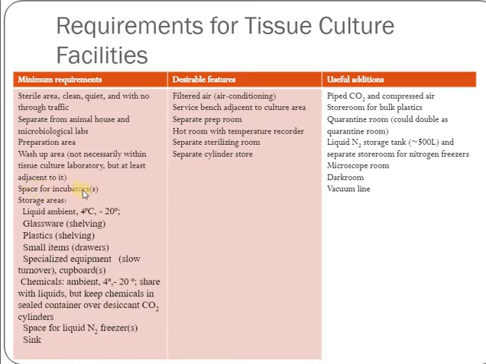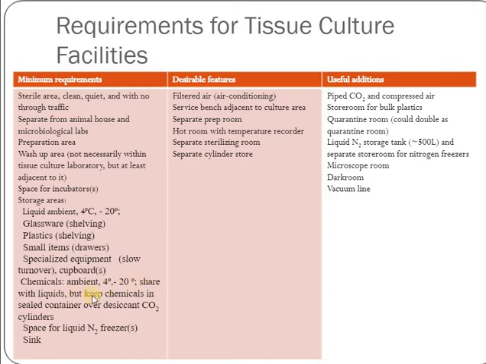Space for incubators should be there, with storage areas for keeping liquids at 4 degrees and minus 20 degrees, and shelving at room temperature. Glassware, plastics, and small items can be kept in drawers. Specialized equipment can be placed in cupboards. Chemicals can be kept at ambient temperature, that is room temperature, at 4 degrees, or at minus 20 degrees.